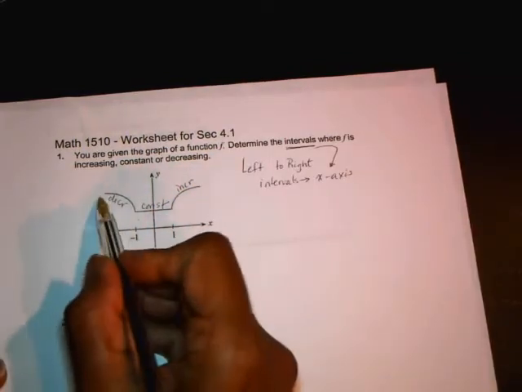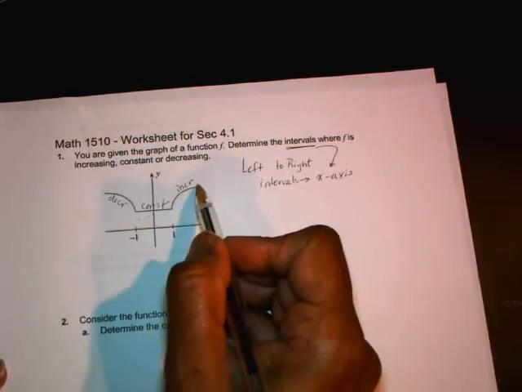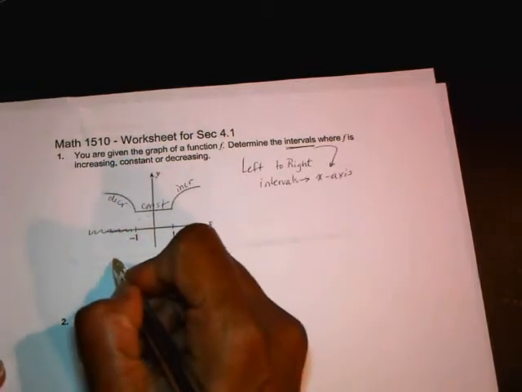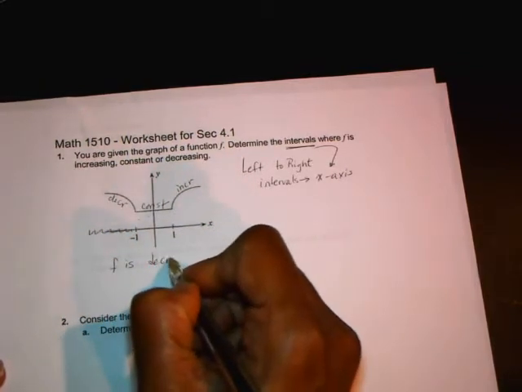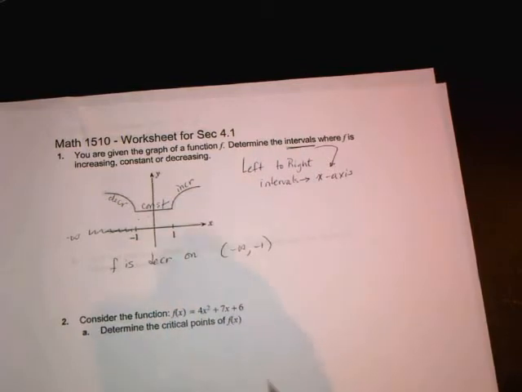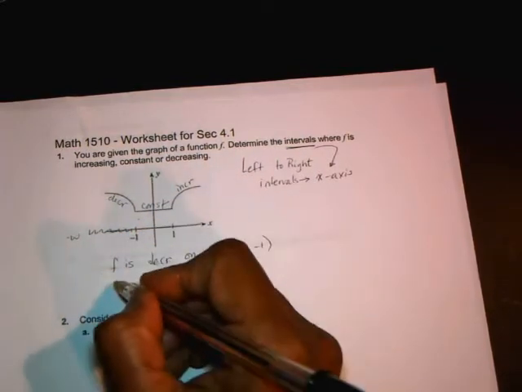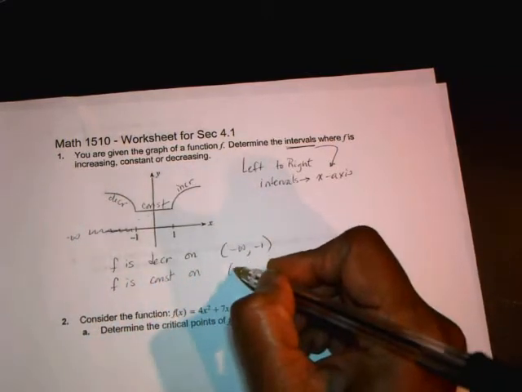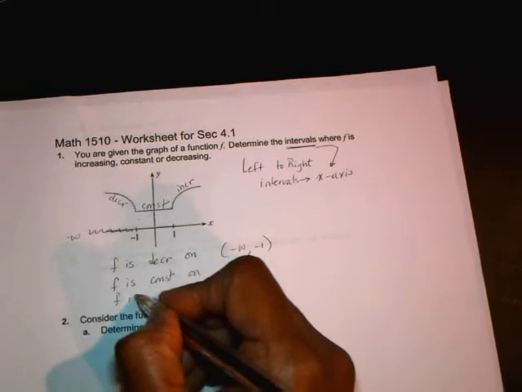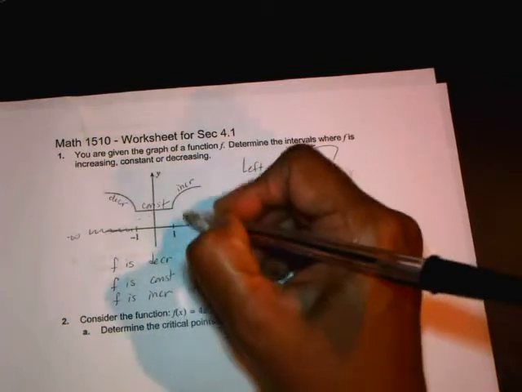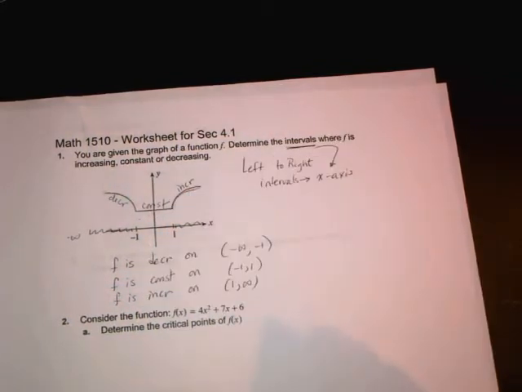So how do we describe this part? Well, this goes on forever. So going from left to right, this part on the x-axis correspondingly, f is decreasing on the interval from negative infinity, comma, negative 1. Then between negative 1 and 1, f is constant. So f is constant on the interval from negative 1 to 1. And finally, f is increasing on the interval from 1 to infinity. So that's this portion, going on forever.